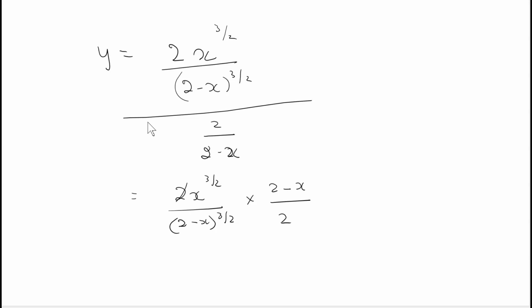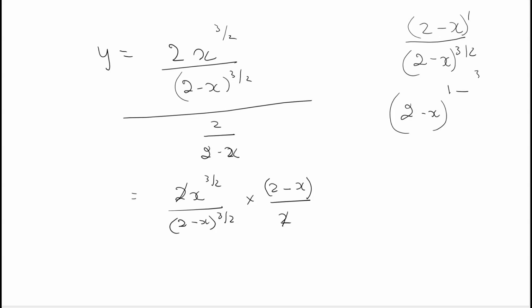And there are some things that we can cancel out. We can cancel out the 2 and the 2. And we've got, this is 2 minus x to the power of 1. So I can cancel that out. I'll do it over here. 2 minus x over 2 minus x to the power of 3 over 2. And the top line is to the power of 1. So that becomes 2 minus x to the power of 1 minus 3 over 2, which is 2 minus x to the power of negative a half.